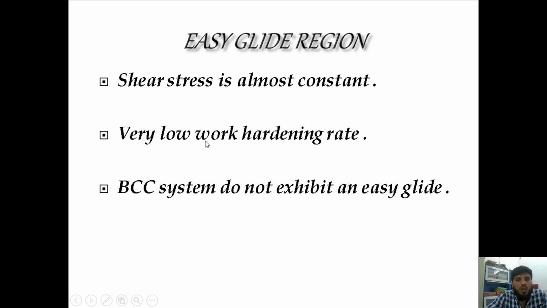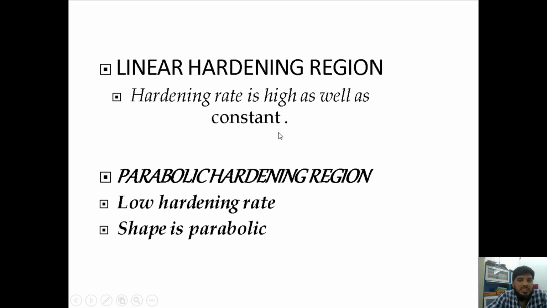Next is linear hardening. The hardening rate is high as well as constant. To some extent we have written it as linear, so the hardening will be constant as well as it will require a large amount of energy. Whereas in parabolic low hardening, the material will become a little harder, but the shape will be more parabolic. The constant relationship between the shear stress and strain will not be there.